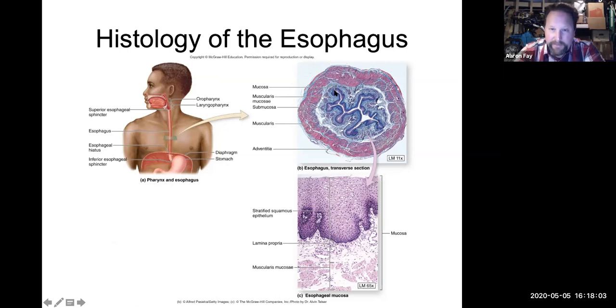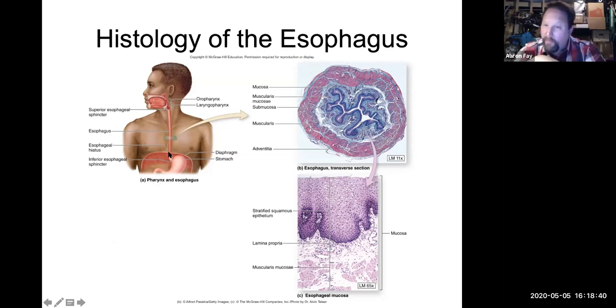Just like our standard model of the GI tract, we're going to have our basic layers. You're going to have the mucosa. Superficial to that, you're going to have the submucosa. And then you're going to have the muscularis. That's pretty easy to see because of all those layers of smooth muscle. And then you're going to have adventitia. Remember, the vast majority of your esophagus is in your thoracic cavity. There's no peritoneum there, so you're not going to have a serosa, you're going to have an adventitia. Here we can see the superior esophageal sphincter, the esophagus, and the inferior esophageal sphincter after it passes through the diaphragm.